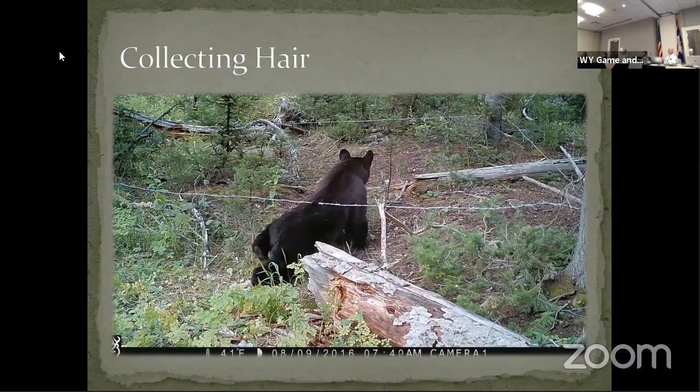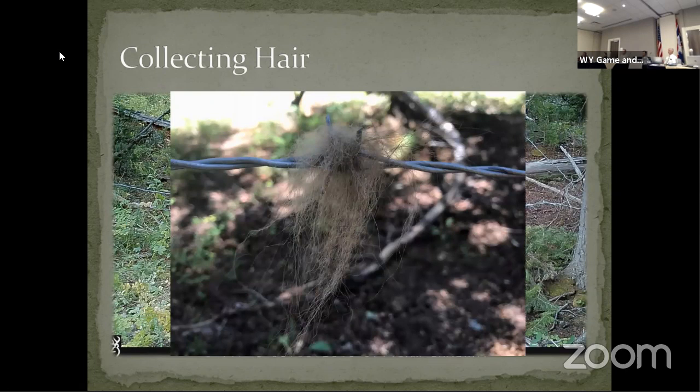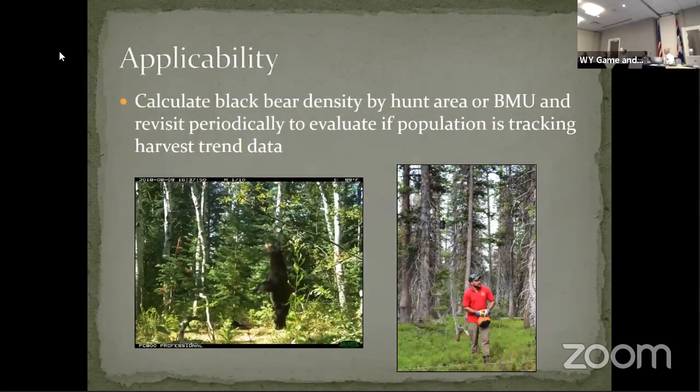And so we can use that to get an overall representative mark of the population, and any bears that are harvested that come in, it's a mark recapture, and we can get a density for that particular area. And then we can do it by hunt area or a BMU, bear management unit. And then again, we can revisit that periodically. So it gives us an idea.